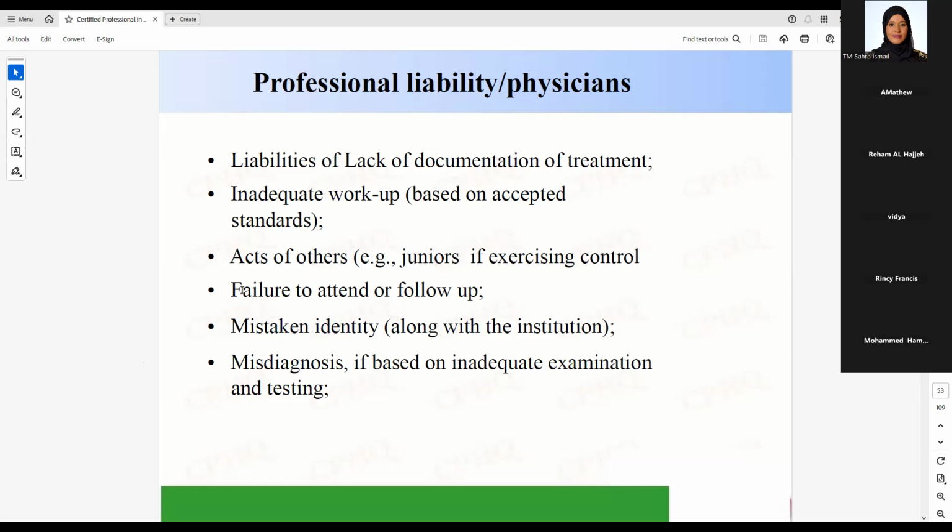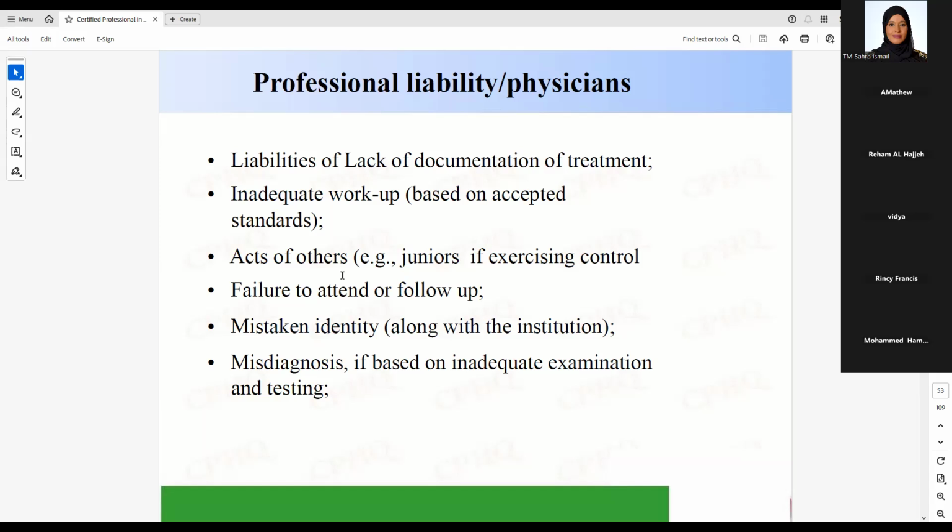The physician's professional liability includes things like lack of documentation of treatment. So this is considered a liability. Inadequate workup or diagnosis being done based on the accepted standard. So they will look at the current accepted standard and evaluate whether the physician has actually ordered the right workups for a certain disease condition or not.